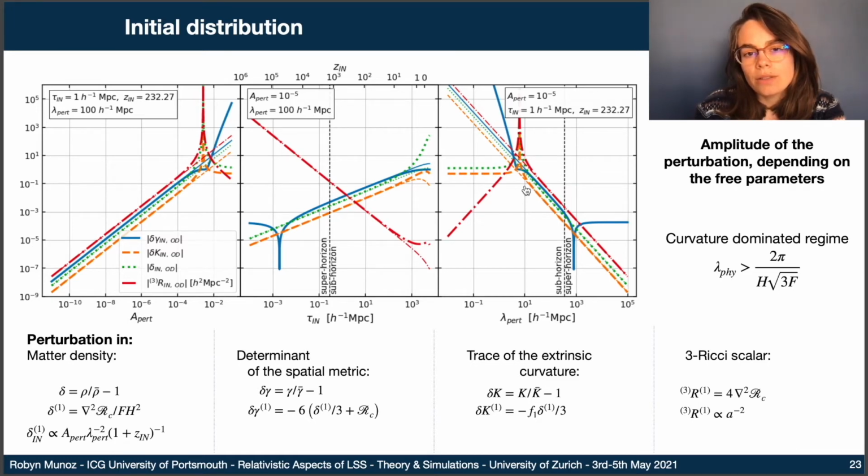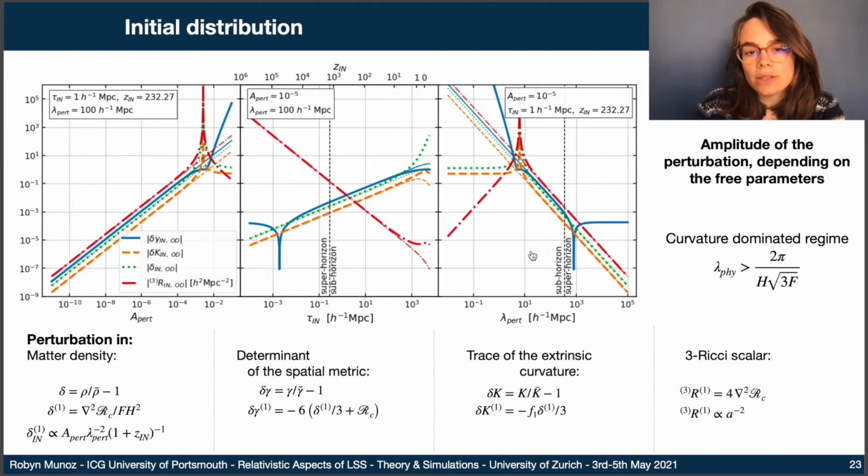So you see that there are thin lines here. The thin lines correspond to the first order solutions that I listed below. And the thick lines correspond to the full solution obtained from the equations I presented to you previously. And so when you see a separation between the thick and the thin lines, it indicates a nonlinear domain. And so you see this happening on small scales, at low redshift, and for large perturbations.